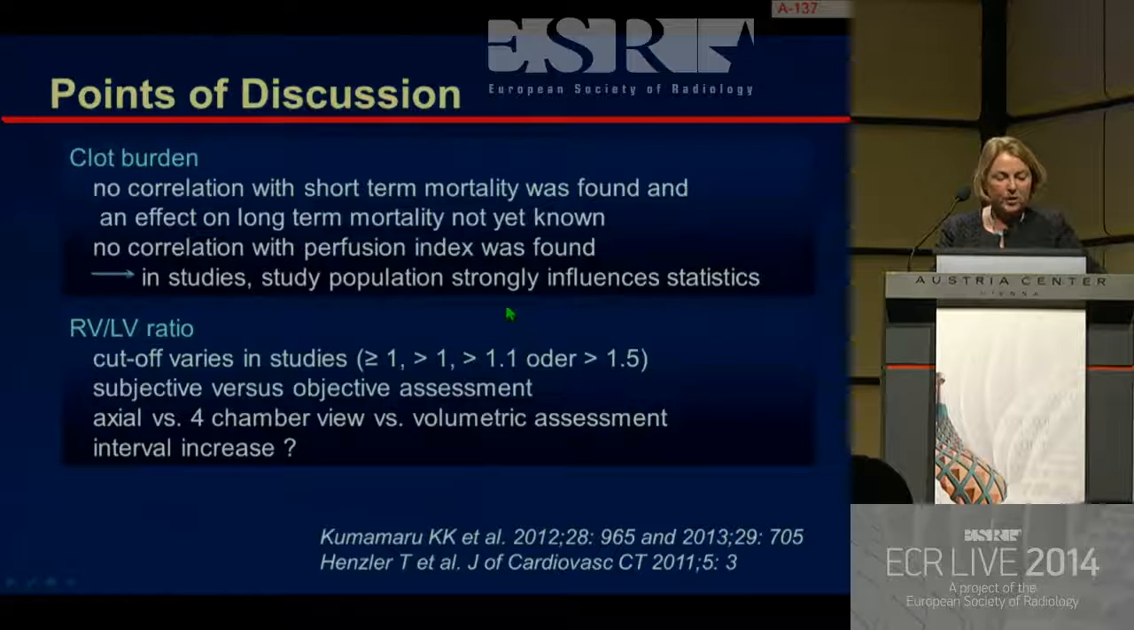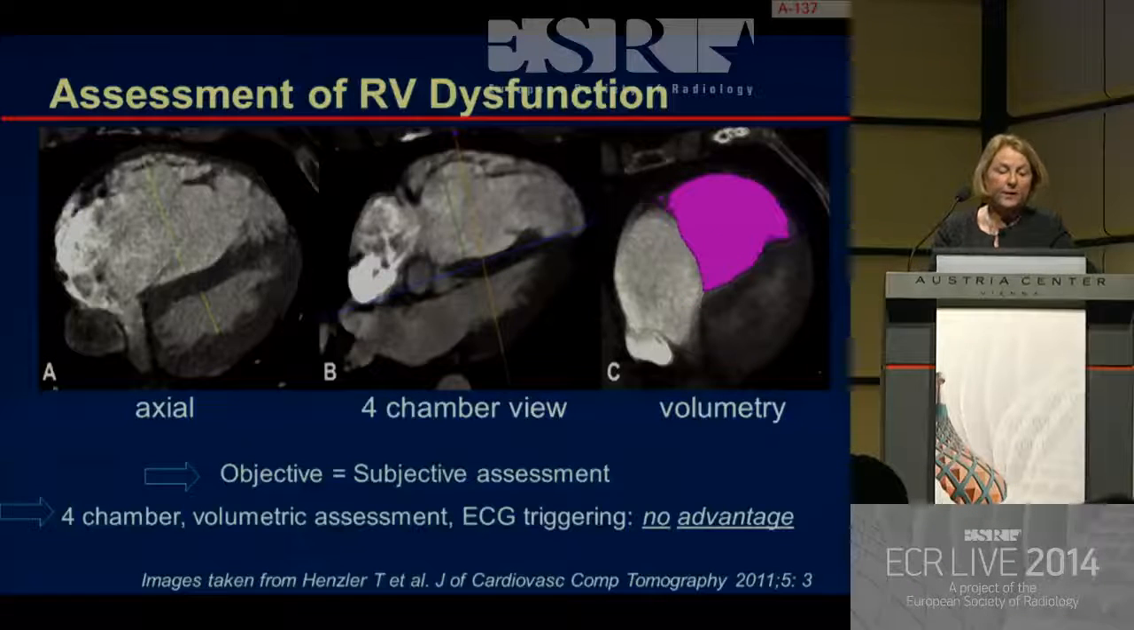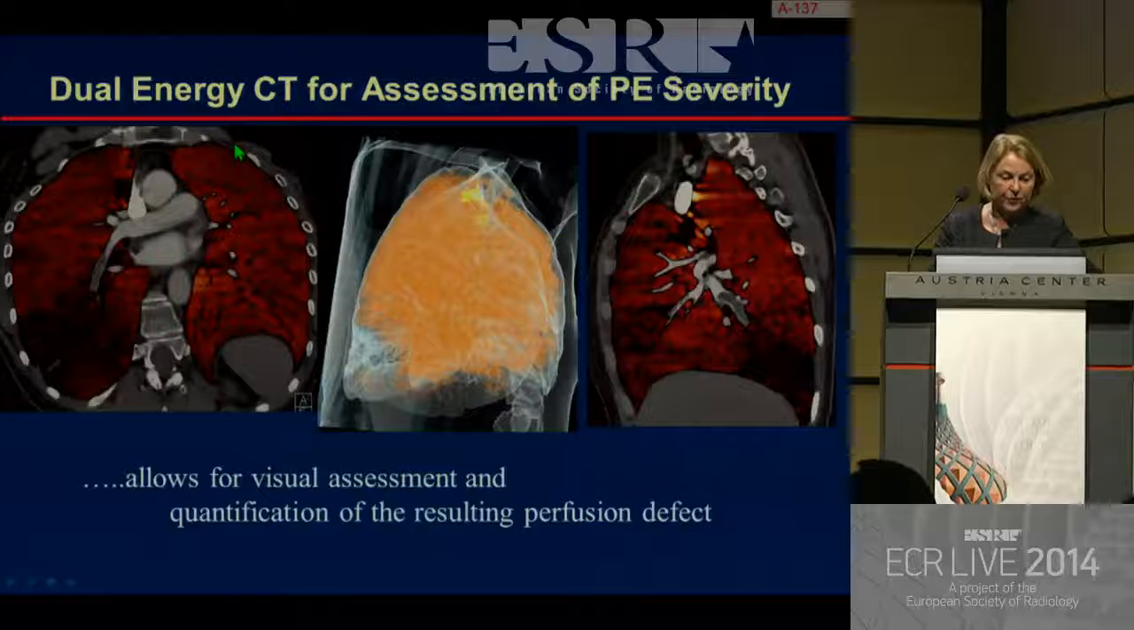And then you can do that just on axial views, very easy, but you can also do that on elaborate four-chamber views or volumetric assessment. And in fact, that has been compared just on axial slices, on reconstructed four-chamber views and volumetry, but they could not find a significant difference between these different methods. So it seems that if we do it appropriately, just on axial views, that is absolutely sufficient.